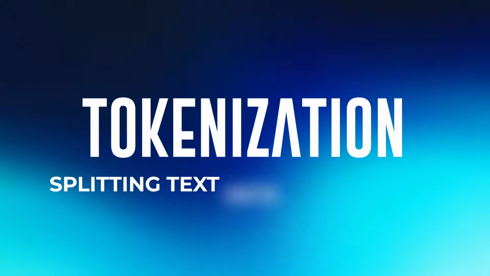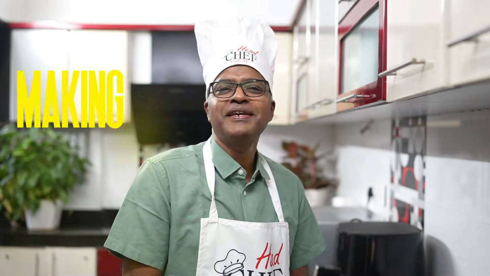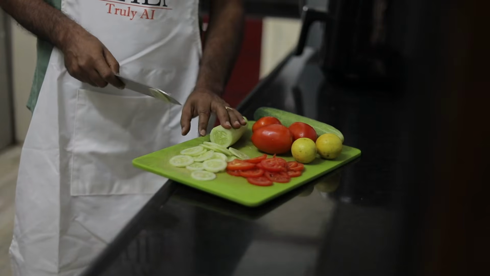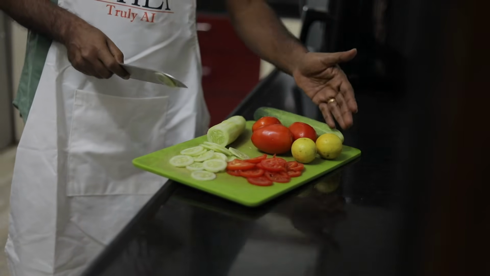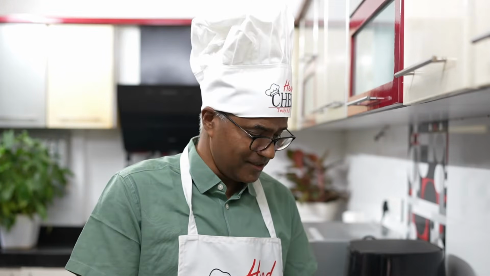Let us dive into the cooking of ChatGPT. I am in the process of making a salad. We have vegetables like cucumber, tomato, lemon, etc. Why do we cut these vegetables for making salad? Yes, it mixes well, it tastes better, and it digests well also.